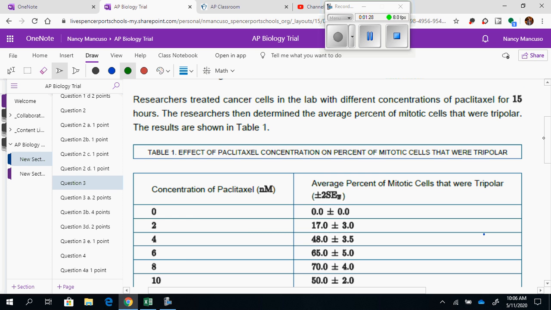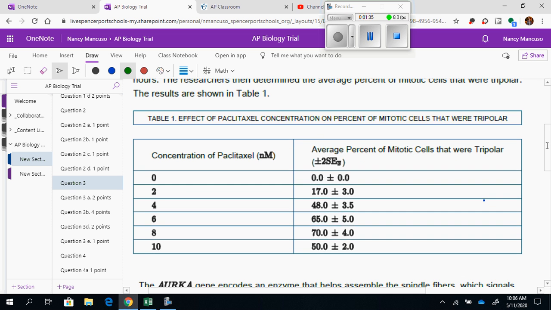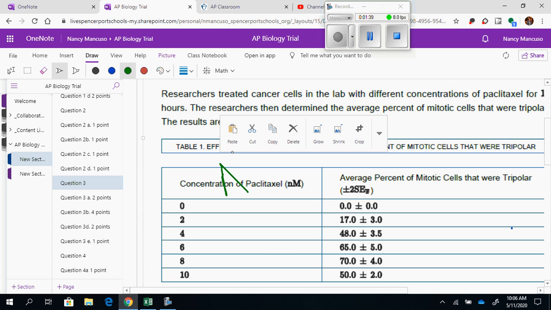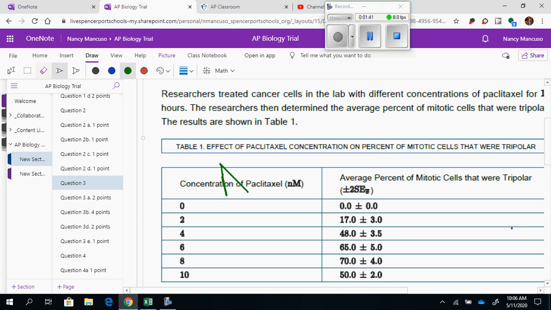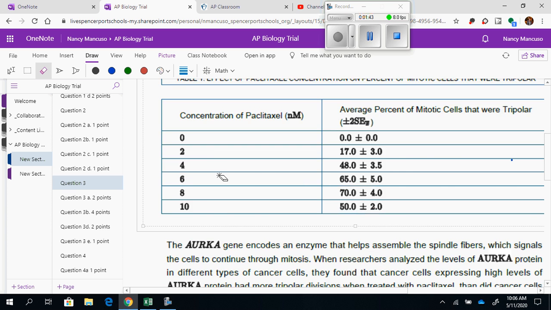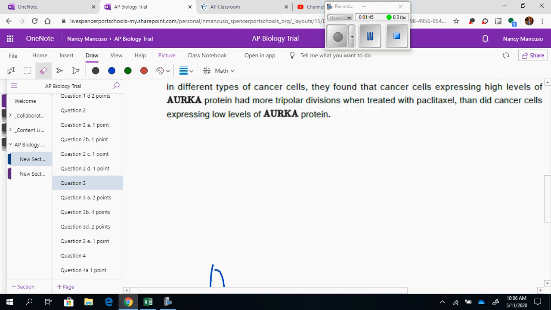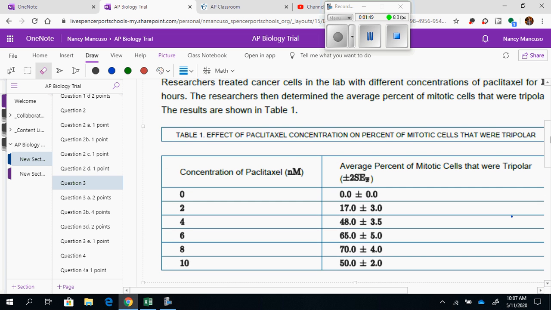All right, researchers treated cancer cells in the lab with different concentrations of P for 15 hours. The researchers then determined the average percent of mitotic cells that were tripolar. The results are shown below. Okay, so here the concentration of P is given to me right here.